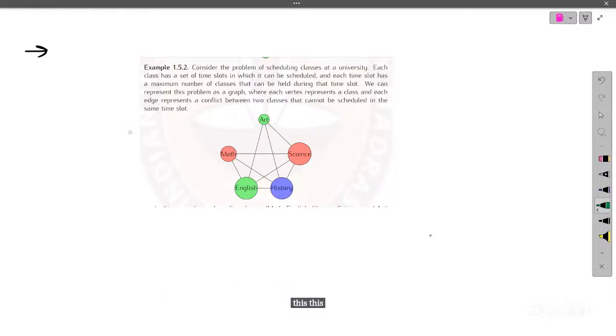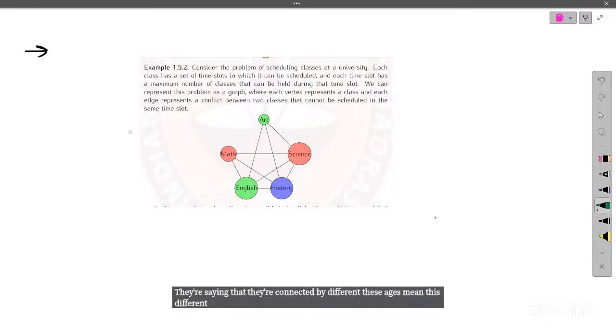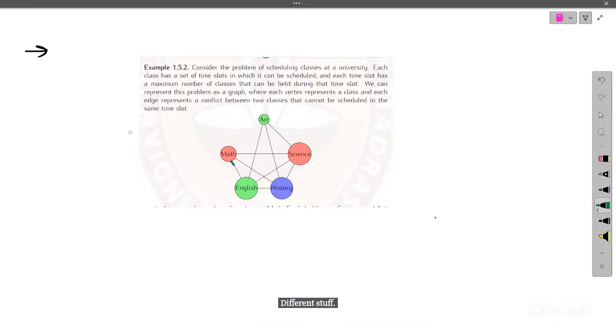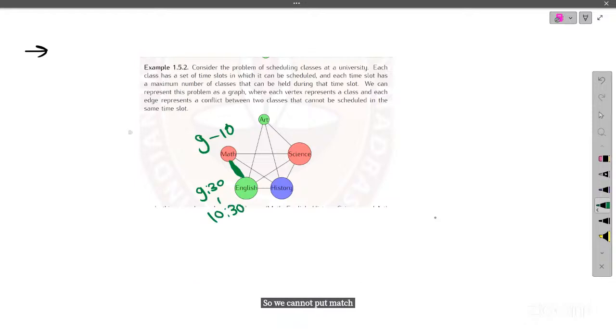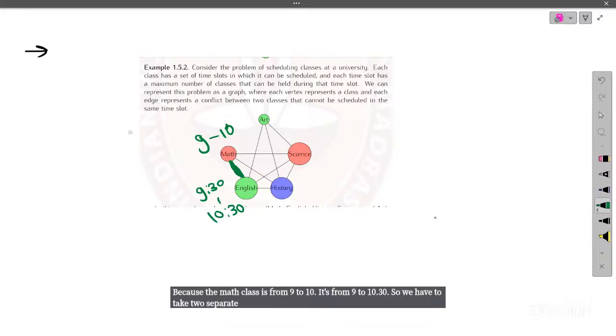This question I could not solve because I do not know why. They are saying that the vertices connected by edges will have different slots. So if maths and English are connected by an edge, that means maths and English are held in such slots that there is a clash. So if maths starts from 9 to 10, then English starts at 9:30 to 10:30. There is some clash, so we cannot put the maths class and English class in the same room, correct? Yes, because the maths class is from 9 to 10 and English is from 9:30 to 10:30. So we have to take 2 separate rooms so that we can hold these classes.